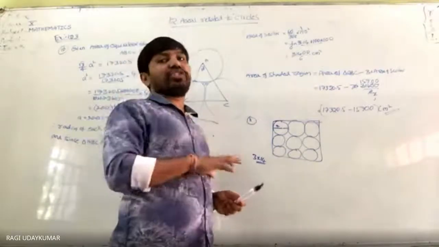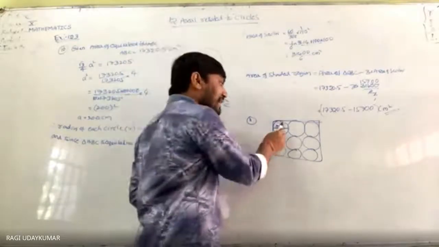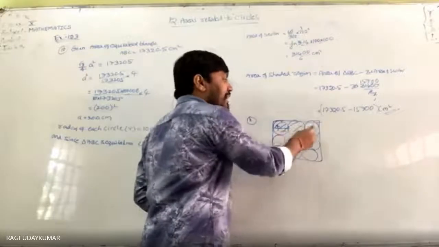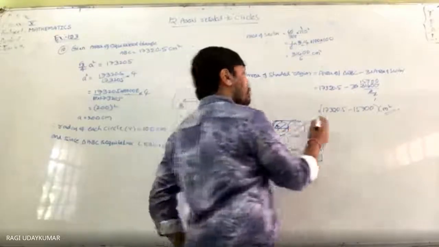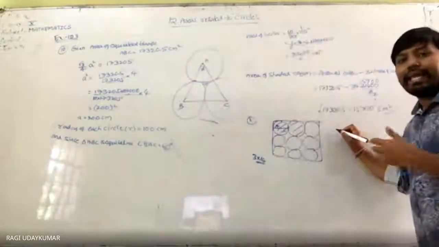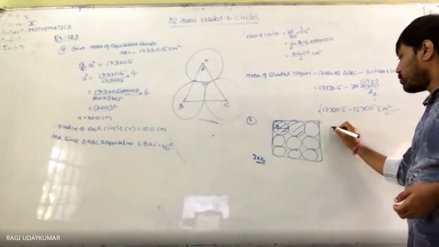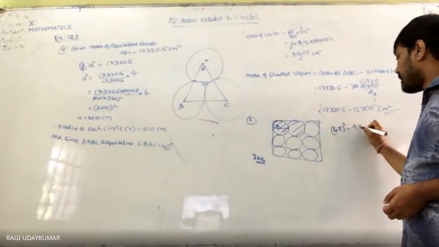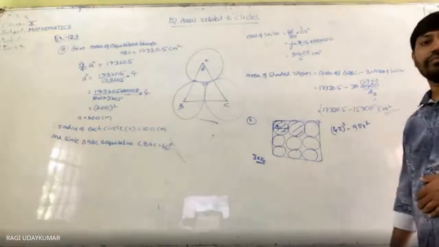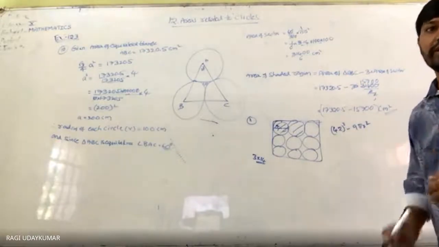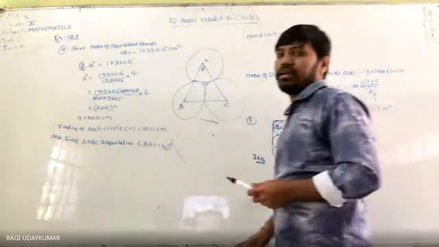The area of the remaining portion of the handkerchief is asked, after the design is given. The remaining portion is nothing but the area of the square, 42 squared, minus 9 times the area of the circle. Simple question, there is no complication in it.